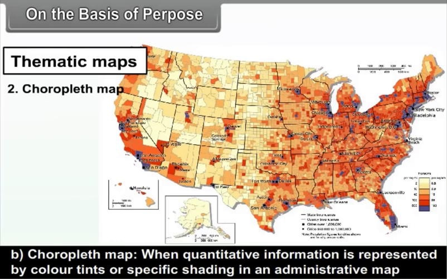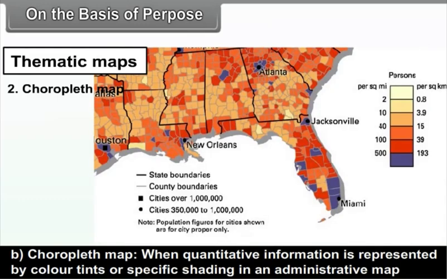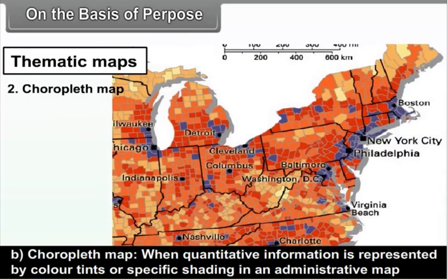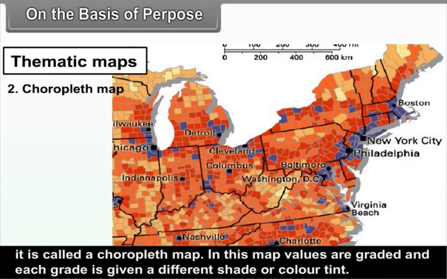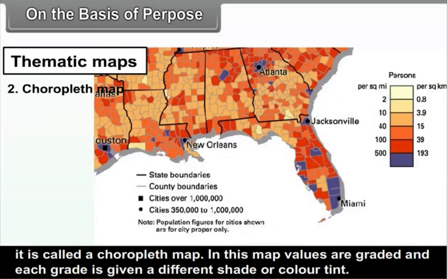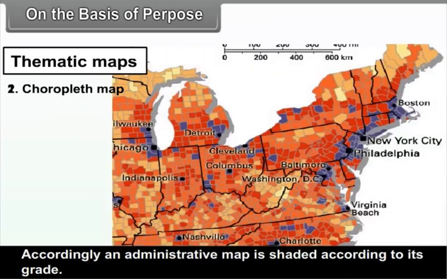Choropleth map. When quantitative information is represented by color tints or specific shading in an administrative map, it is called a choropleth map. In this map, values are graded and each grade is given a different shade or a color tint. Accordingly, an administrative map is shaded according to its grade.